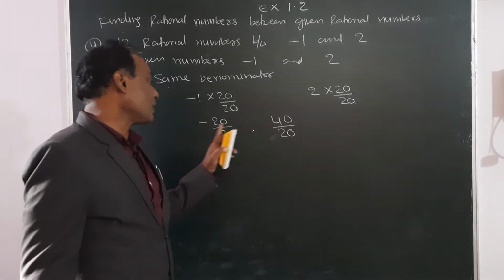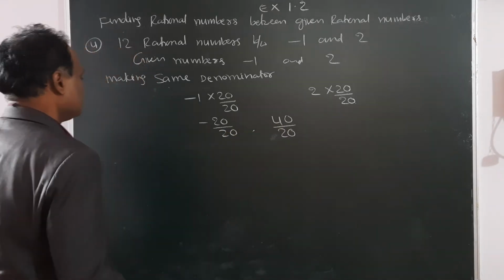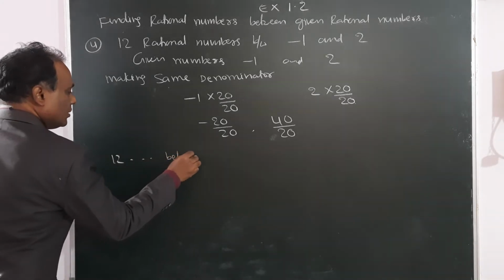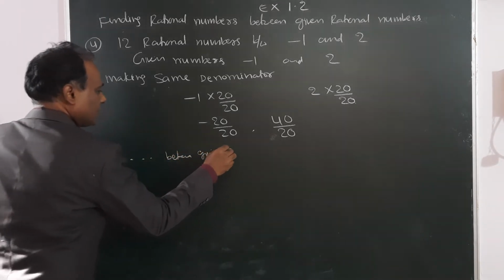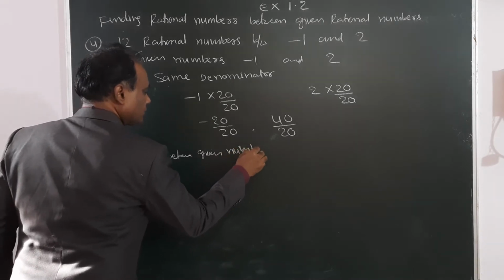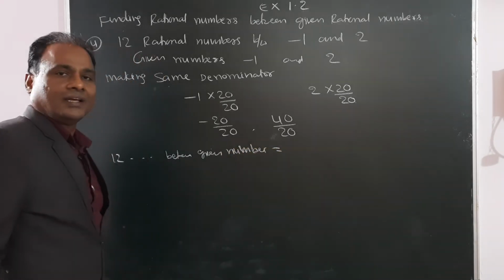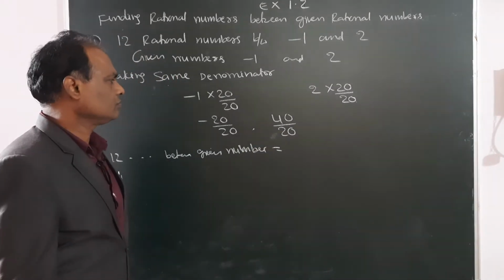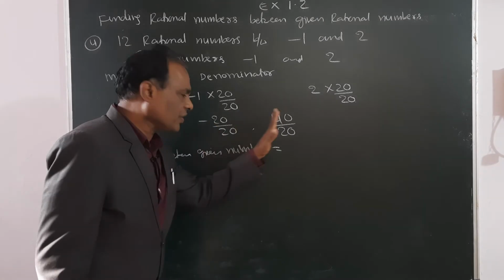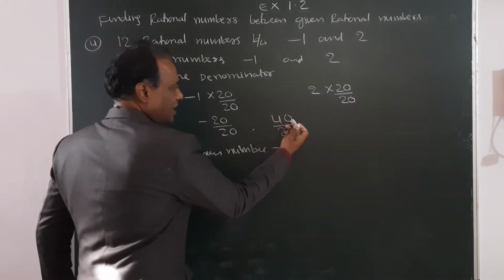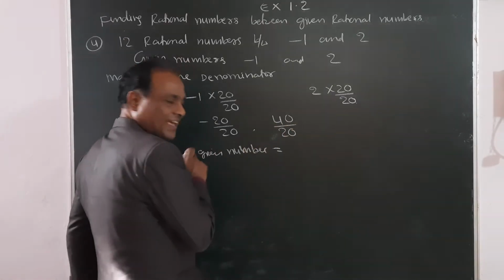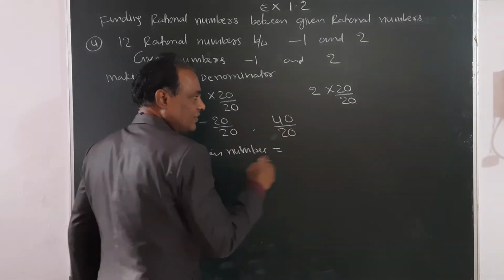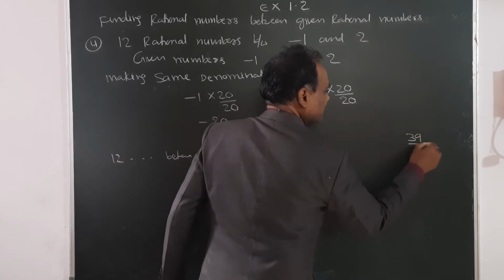Between these two, you can tell so many numbers. So 12 rational numbers between the given numbers are... tell the numbers between these two. You can tell infinite numbers. From here you can start, or from here you can start. Suppose I start from here, tell any number less than this. 40 by 20, less means 39 by 20.